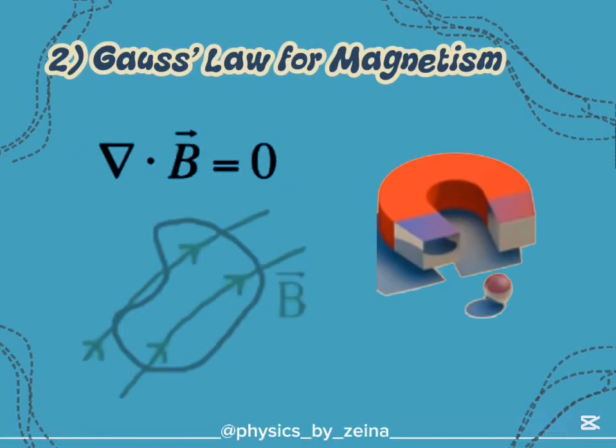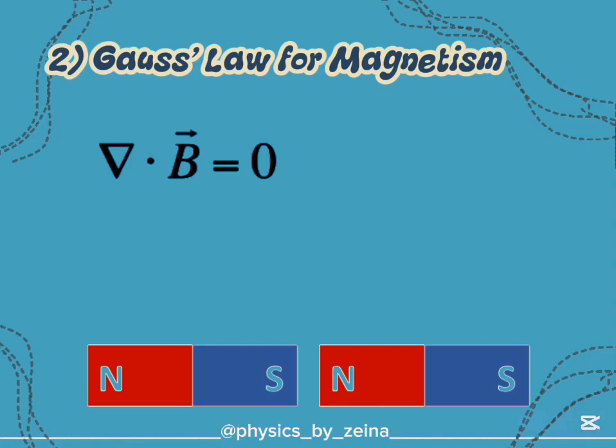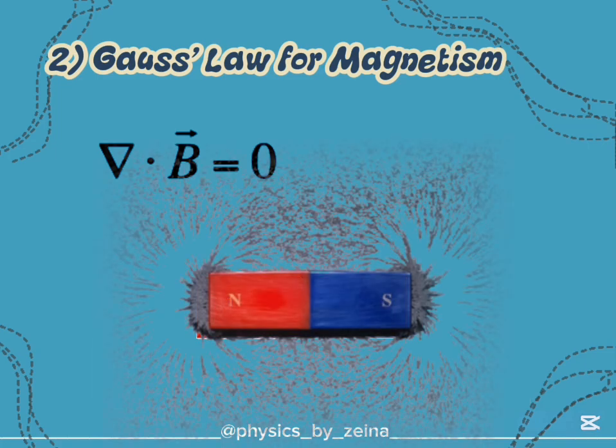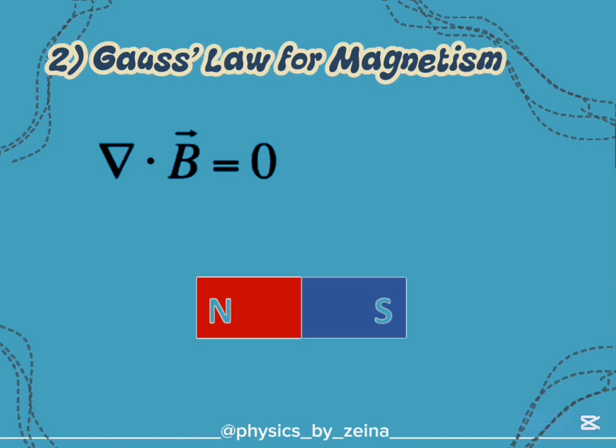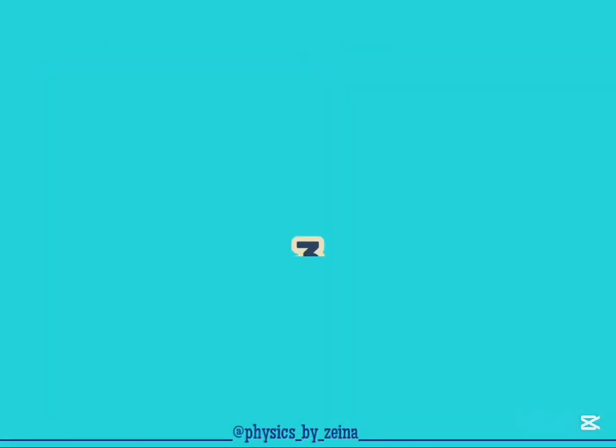In general, there are no magnetic monopoles. Even if we divided the magnets into halves, two magnets would be formed each with the south and north poles. Magnets always form loops of magnetic fields, and they don't have charges. The lines are continuous, meaning the total magnetic flux through a closed surface is zero.